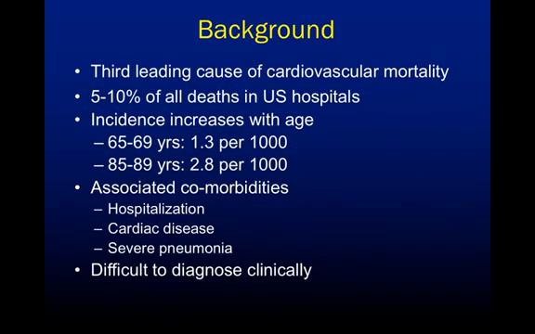I'll start with a bit of background. Venous thromboembolism is the third leading cause of cardiovascular mortality, accounting for 5 to 10% of all deaths in U.S. hospitals. The incidence increases with age, and most patients have associated comorbidities. But acute PE is very difficult to diagnose clinically.